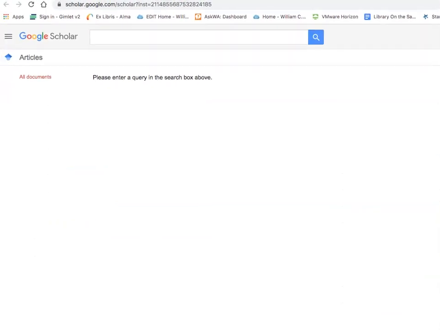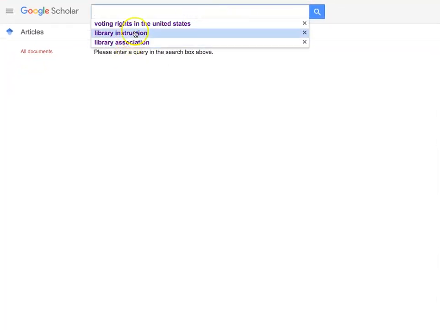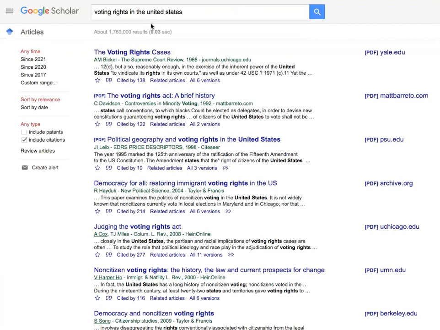So this is what I did. I set it up. Do you see it up here? I set this up with the institution code that is us. Now, this is not going to be just a plain search. See, voting rights in the United States.